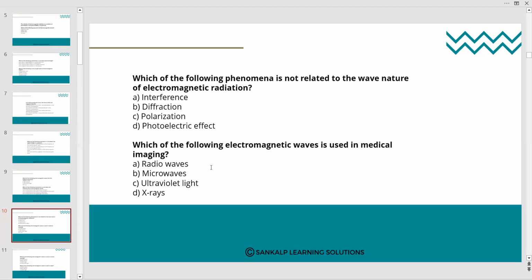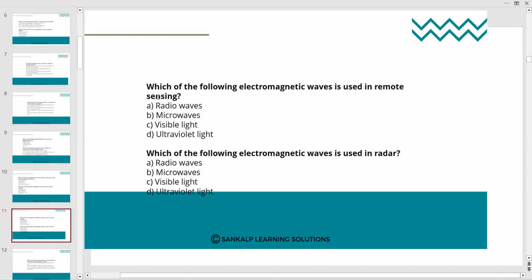Then the next question, which of the following electromagnetic waves is used in medical imaging? Options: radio waves, microwaves, ultraviolet light, then the X-rays. Here X-rays are used for medical imaging.